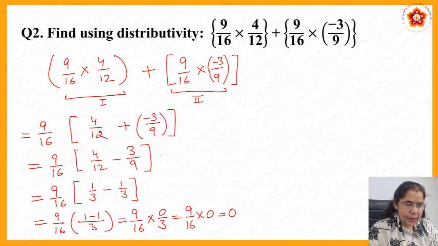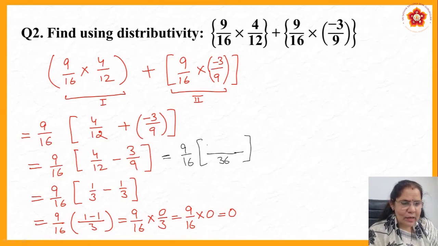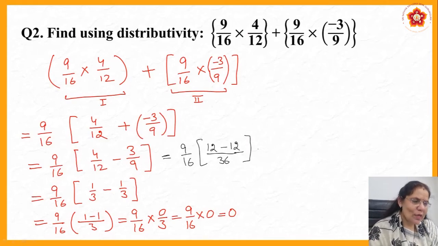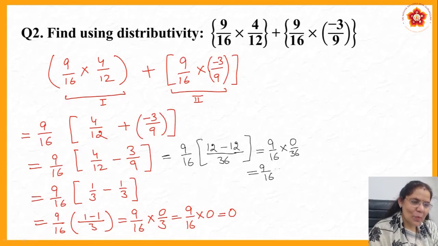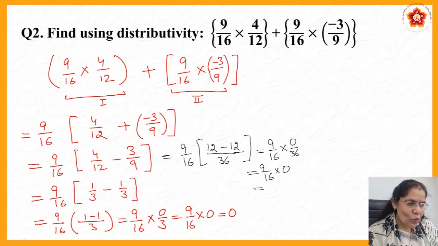Let's take the LCM here. 9 upon 16 and let's take the LCM. What is the LCM? 36 is the LCM. 12 3s are 36, 3 4s are 12. 9 4s are 36 and 4 3s are 12. So we get 9 upon 16 multiplied by 0 upon 36. And 0 divided by any number is 0. And 9 upon 16 when it is multiplied by 0 will also be 0.